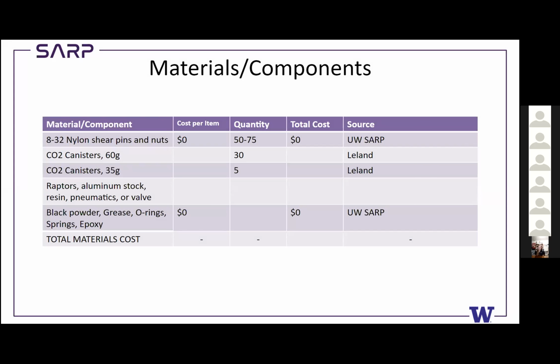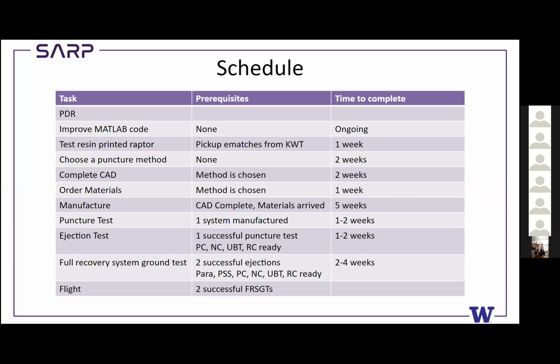So we have a lot of the materials that we would need already. The only things that we would need to buy are CO2 canisters and stuff for whatever puncture system we decide to use. So there's that. Next slide. So again, this is more of a qualitative schedule, more in reference to completing previous things, and then how long it would take to complete that step once it was started.